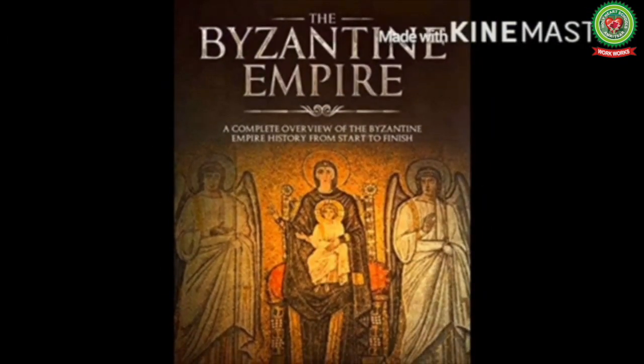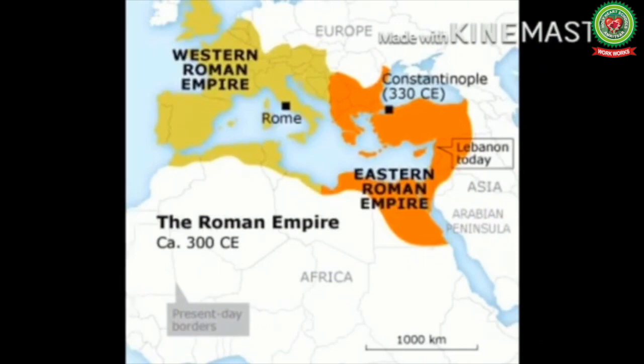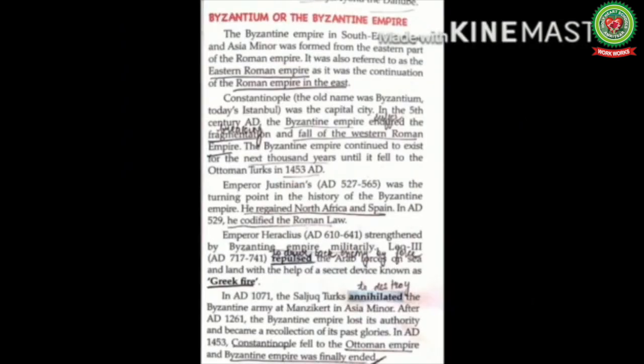Next is Byzantium or the Byzantine Empire. The Byzantine Empire in the Southeast Europe and the Asia Minor was formed from the eastern part of the Roman Empire. It was also referred to as the Eastern Roman Empire, as it was a continuation of the Roman Empire in the east. Constantinople, the old name was Byzantium, today Istanbul, was the capital city.